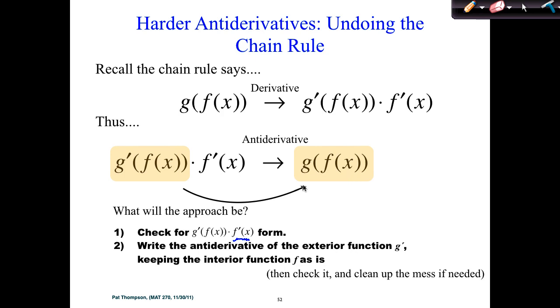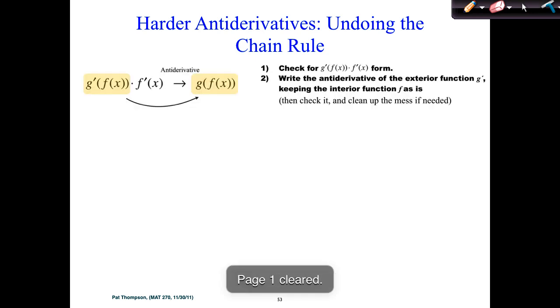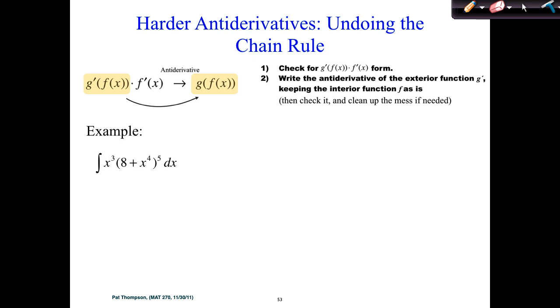Okay, so 2 steps. Make sure we have the right form. Make sure this one is the derivative of the interior of the other. And then identify this and take the antiderivative of g prime. Check it by taking the derivative and then see if you need to make an adjustment. So let's practice here. So that's all the same stuff from the last screen. So example, here we go.